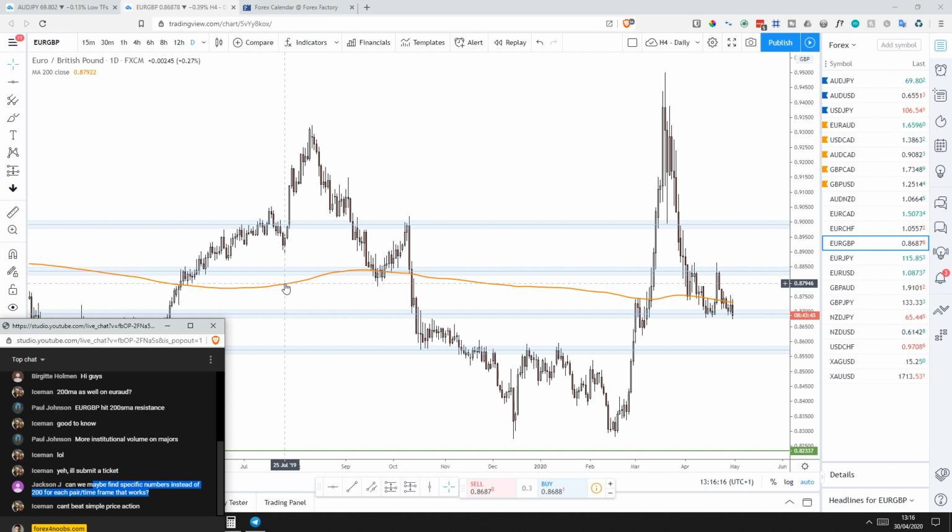It's just a bit of a self-fulfilling prophecy where it works because it's on the chart and people place their orders at this level. So there's no magic number that you can use for each pair. This is just something that works because people use it.